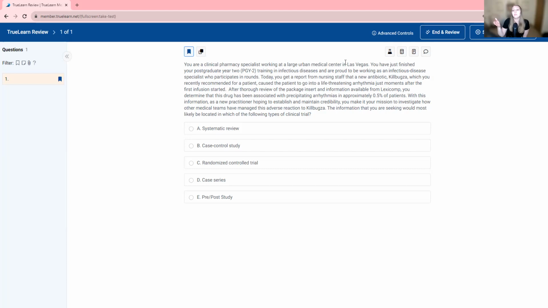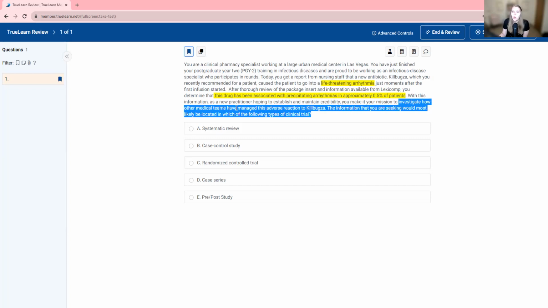So you get these paragraphs that have a lot of information that you need, and there's also a lot of information you don't. So let's go through the information you need by going through this again. So I really don't need to know where you're at or that you just finished your PGY2 in infectious disease, but you do need to know that the patient did go into a life-threatening arrhythmia. So that is an important part of what you're looking at, and that this drug has been associated with arrhythmias in the past. So that means this is something of a pattern, but a small amount of patients have this, 0.5%, that's pretty rare.